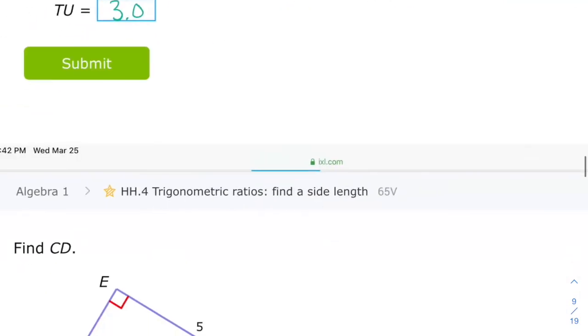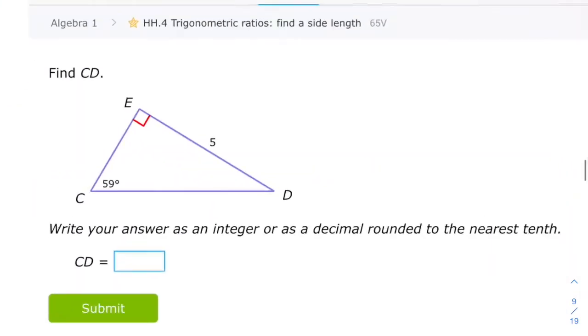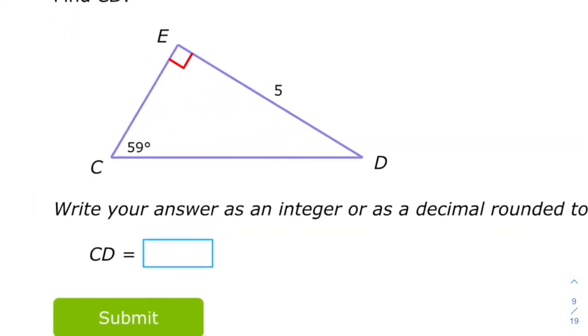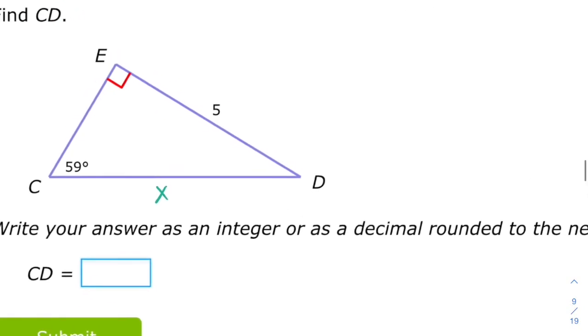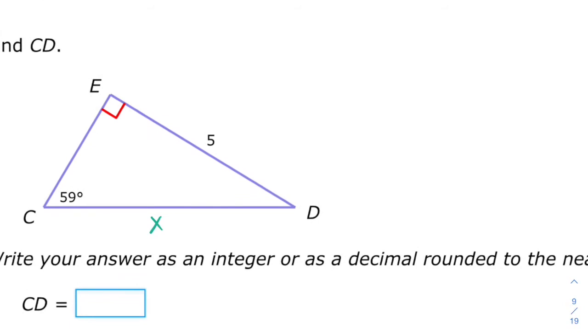Okay? Next one. This one is another sine one. I'll show you why. Here's CD. CD is unknown. It wants me to solve for CD, right? That's what it's asking me to do. So I'm going to do the sine of 59 degrees is equal to the opposite side.